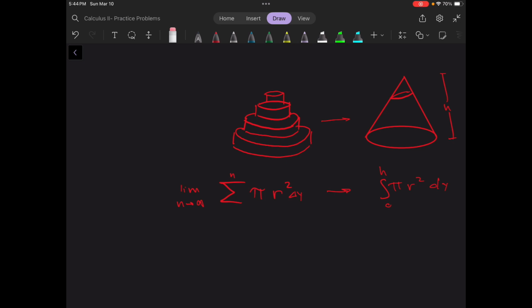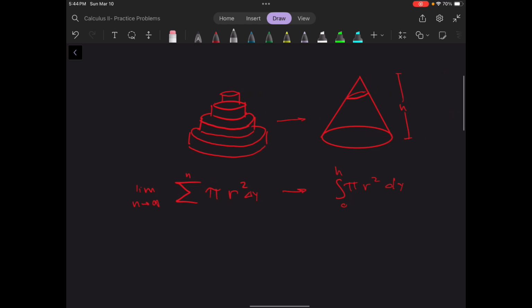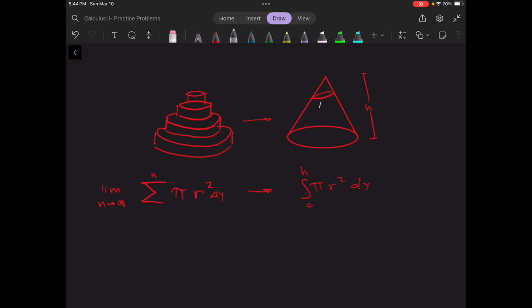This limit takes care of that. And what does a limit turn into? A limit of a sum just turns into an integral. So now you can see the slices are very thin, and we're going to be adding up all those infinitely thin slices from 0 to the height of this cone, right? So this is the equation we're working with, pi r squared delta y.